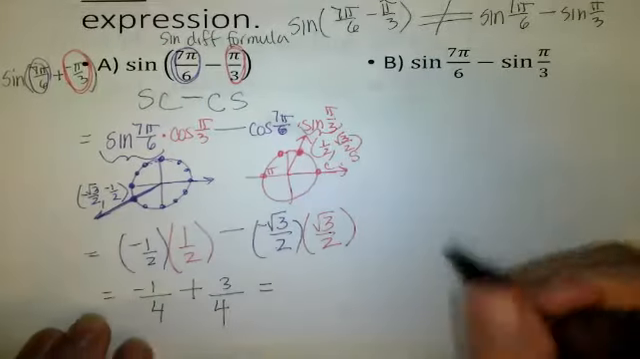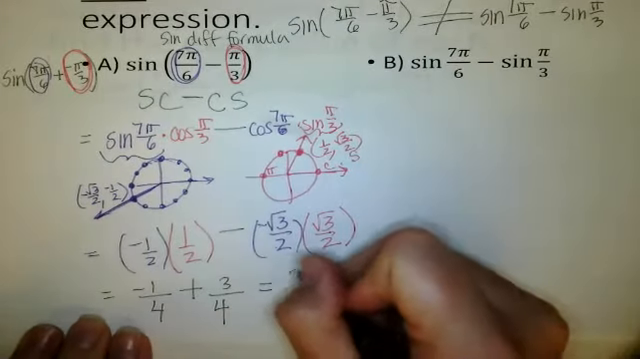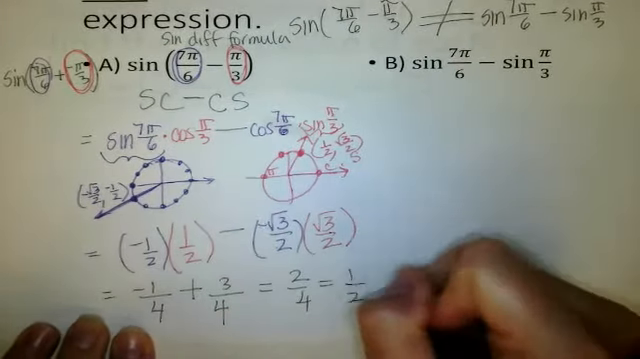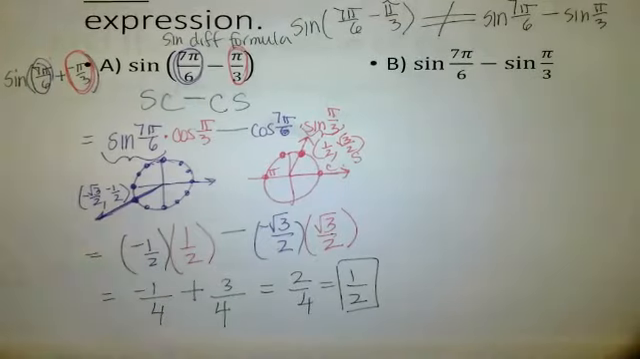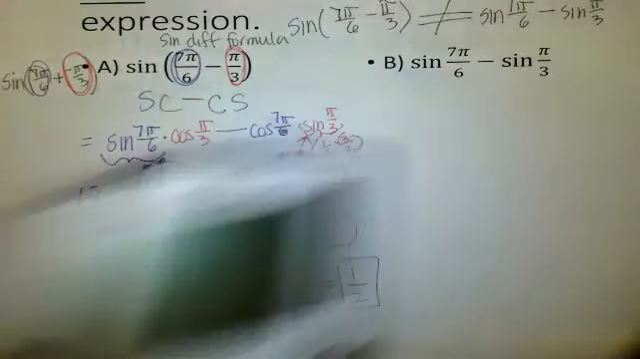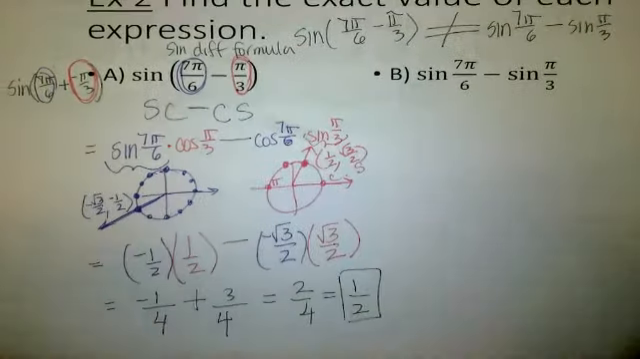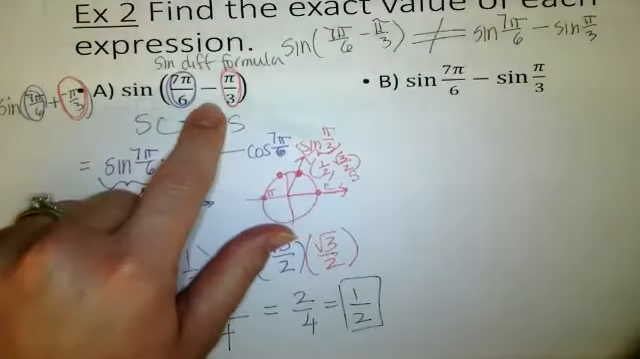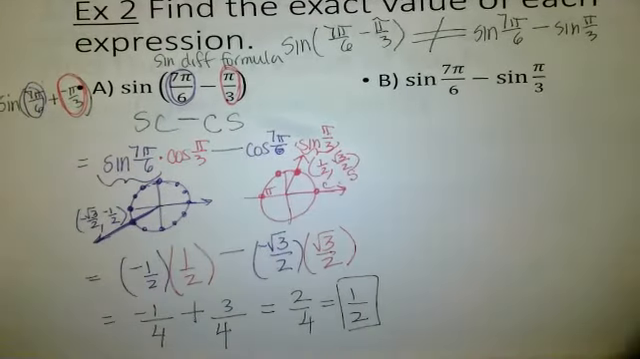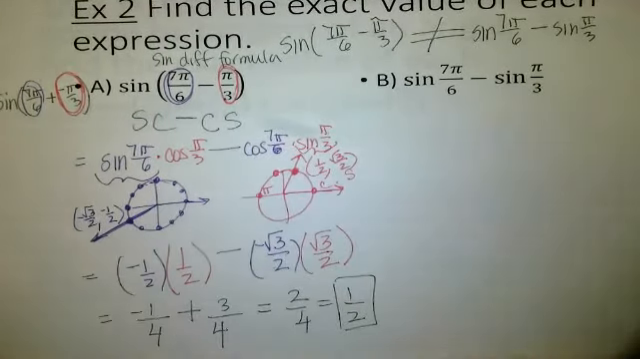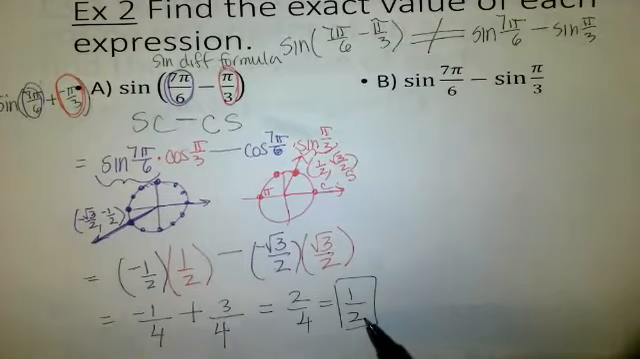Oh, interesting. What is negative 1/4 plus 3/4? 2/4, which is 1/2. Are you kidding me? It is. Oh my God. I know, we did all that work and it was 1/2. If we plugged it into our calculator first, it would have given us 0.5 and we'd be like, oh, okay. All right, so that cleaned up really nicely.